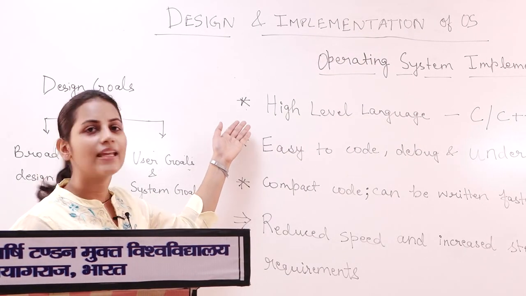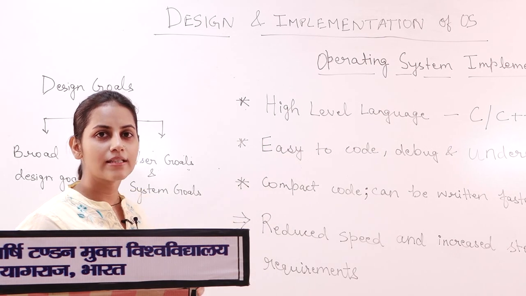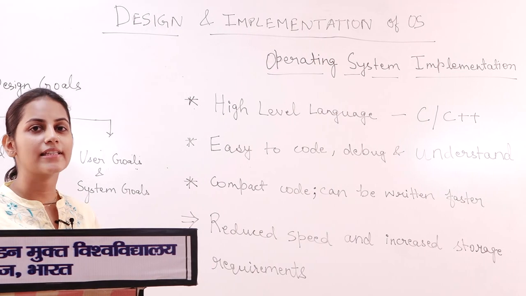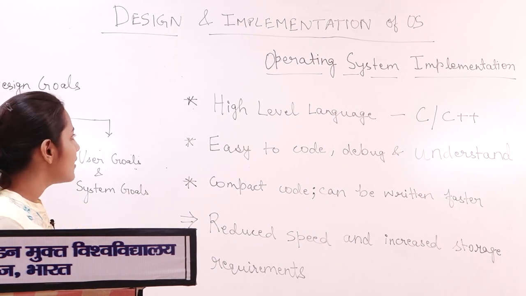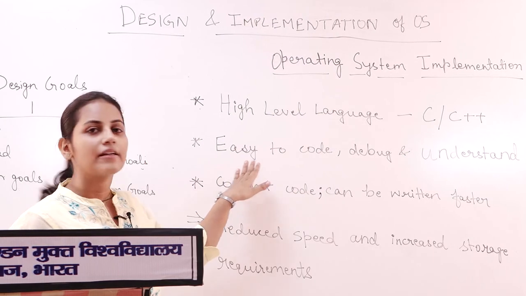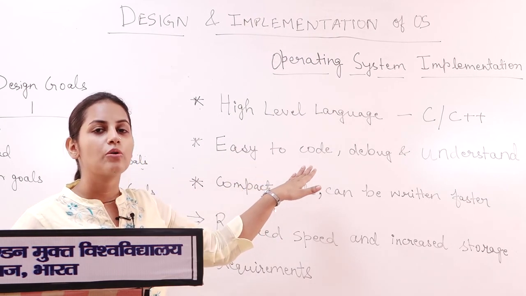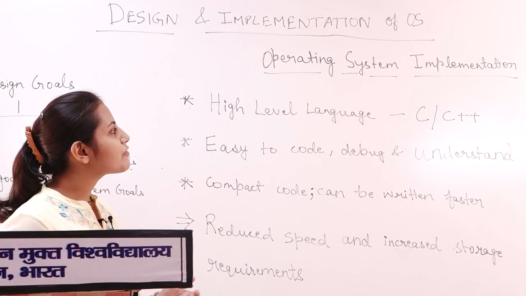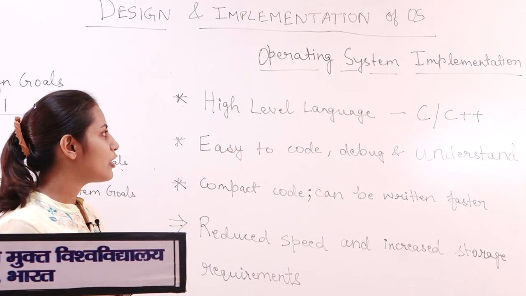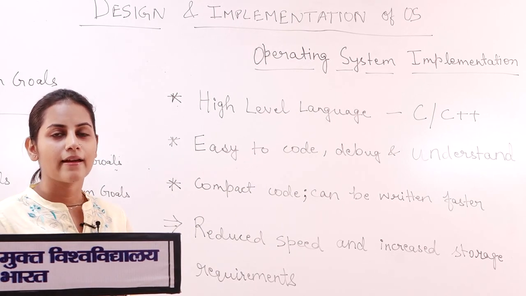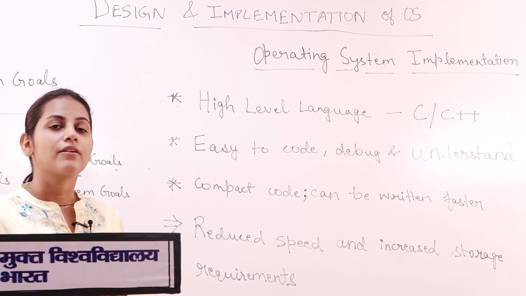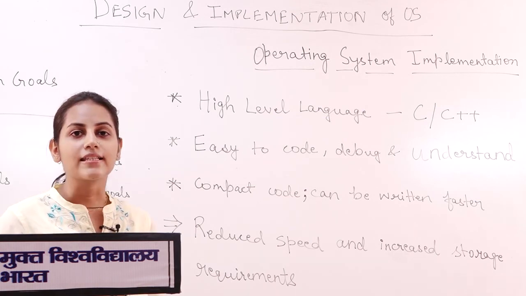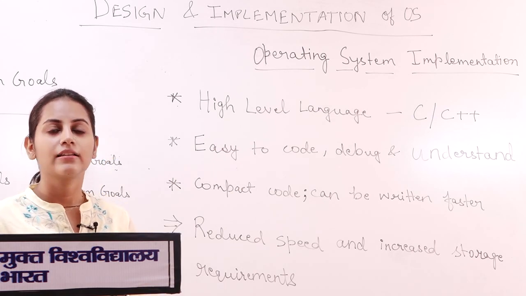Why do we use a high-level language such as C or C++? There are certain advantages associated with using these languages, such as these languages are easy to code and debug. As most of you who are listening to the lecture might have some idea of programming in C or maybe C++, you all must know that it is rather easy to code in C or C++ than it is in a machine level language like the assembly language.